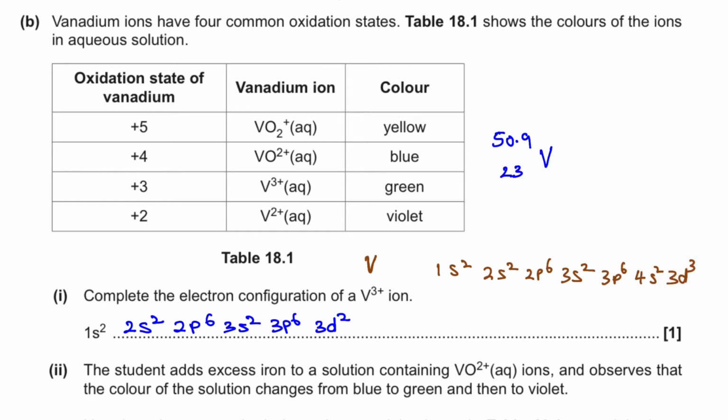Now it's going to lose 3 electrons, that's why it's 3 plus. So the first 2 electrons it will lose are 4s2, because 4s is higher in energy than 3d. So we'll lose those 2 there, and then you'll be left with 1 to lose, so we'll lose 1 from there. So it will have left 3d2. So the V3 plus is going to be that.